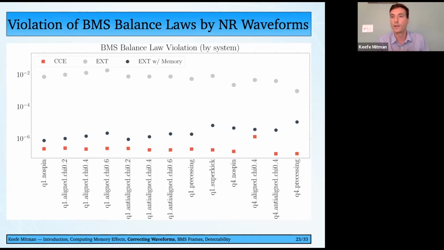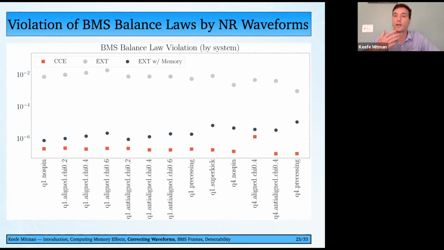And as you can see in red, the violation by CCE is pretty minimal. It's pretty much on par with the error we have in our numerical simulations, which is good. But if you look at the gray dots, the extrapolated waveforms, the violation is pretty severe. But what you notice is that after we add the energy flux onto these extrapolated waveforms to obtain these black dots, the violation is significantly improved by, on average, 4 orders of magnitude. So even though the extrapolated waveforms aren't as good as the CCE waveforms, it's still a pretty remarkable improvement. And the main reason there's still some violation compared to CCE is exactly what I was talking about regarding spin memory: it has some spin memory, but not as much as we expect to be there due to the BMS balance laws.